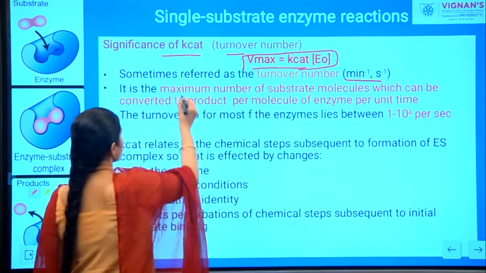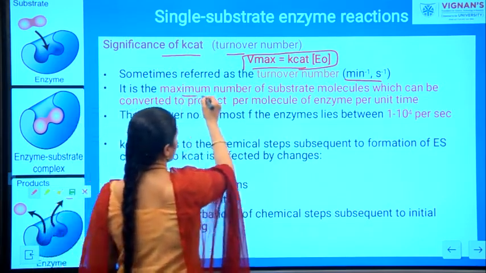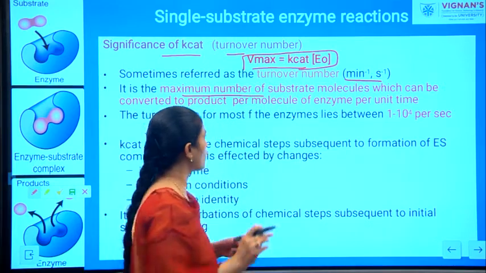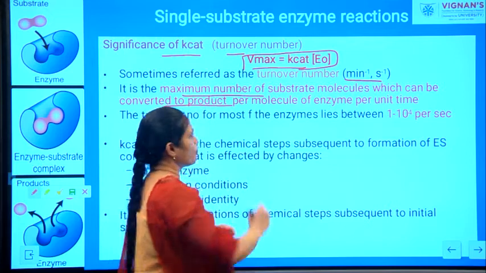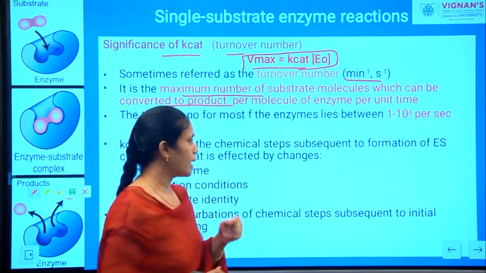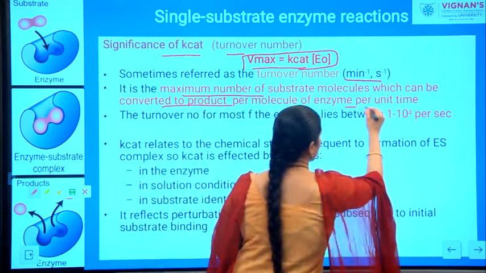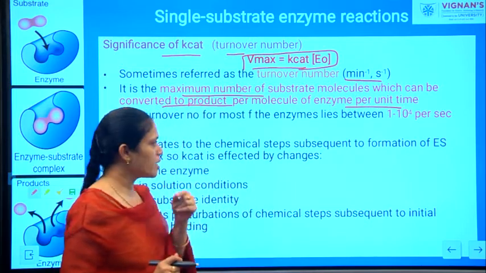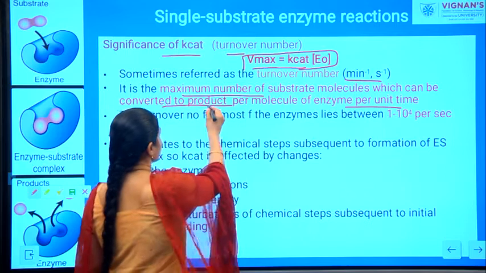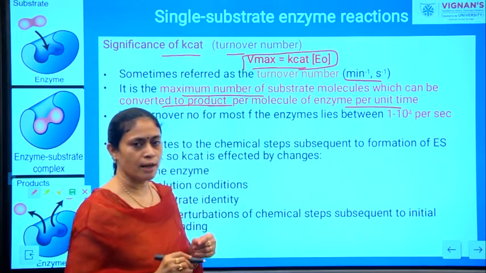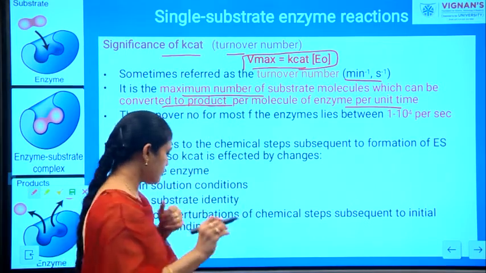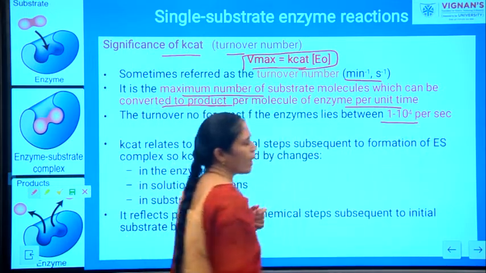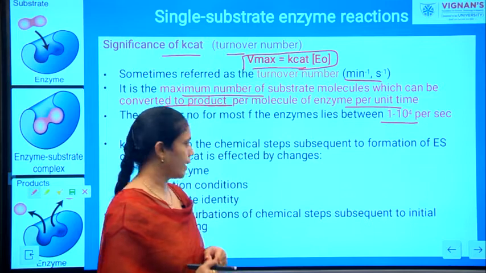And what is this kcat? That is nothing but the turnover number. It is the maximum number of substrate molecules which can be converted into product per molecule of enzyme per unit time. So we give the definition as the number of substrate molecules capable of being converted to product per molecule of enzyme with respect to time. The kcat values range from 1 to 10 to the power of 4 per second.